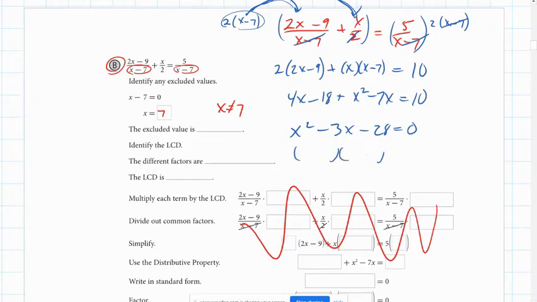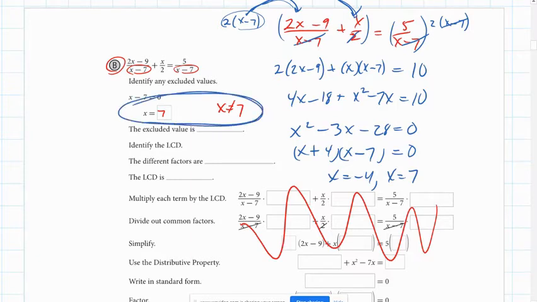And so then if we factor that, x... 4 times 7 is 28, make the 7 negative and the 4 positive to get the correct middle term. And so our two solutions are x equals -4 and x equals 7. And notice that x equals 7 was on our list of excluded values, so that's called an extraneous solution. Only x equals -4 will work.